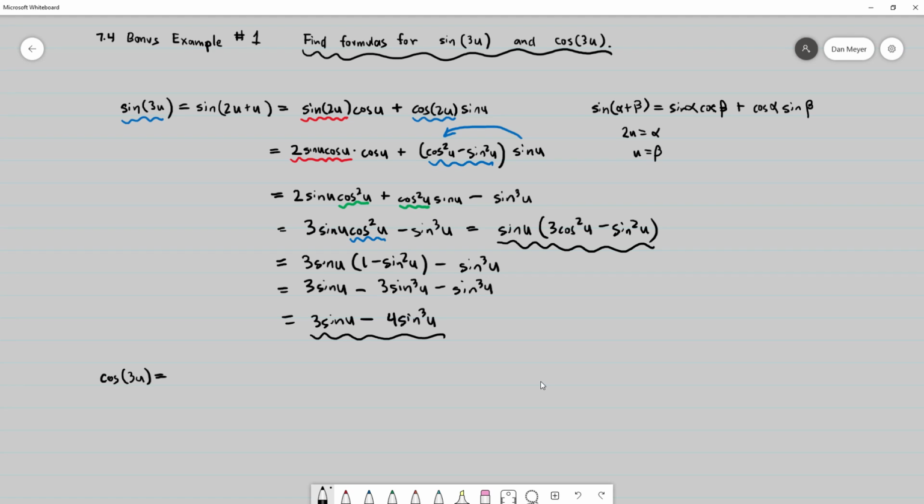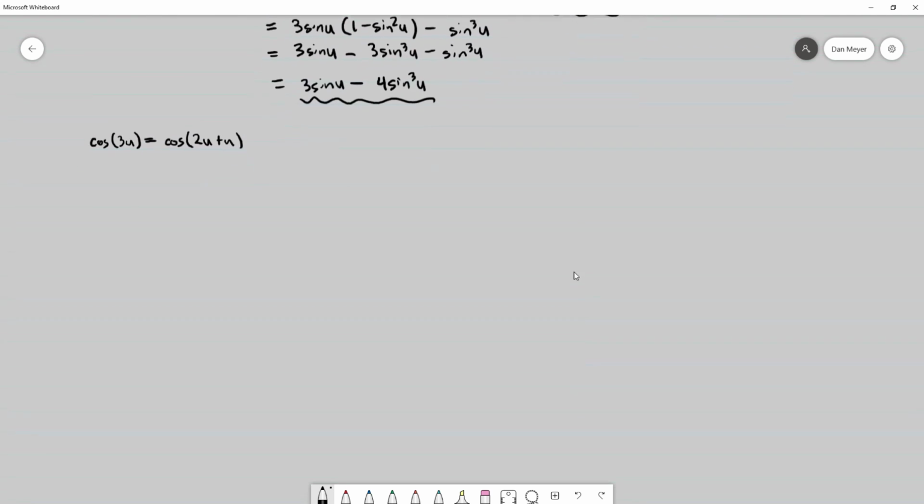We're just getting our hands dirty. We've got our sandbox full of toys, and we're just pushing the sand around and seeing what kinds of fun castles and whatnot we can make. All right, we will start off the same way here with our cosine of 3u.